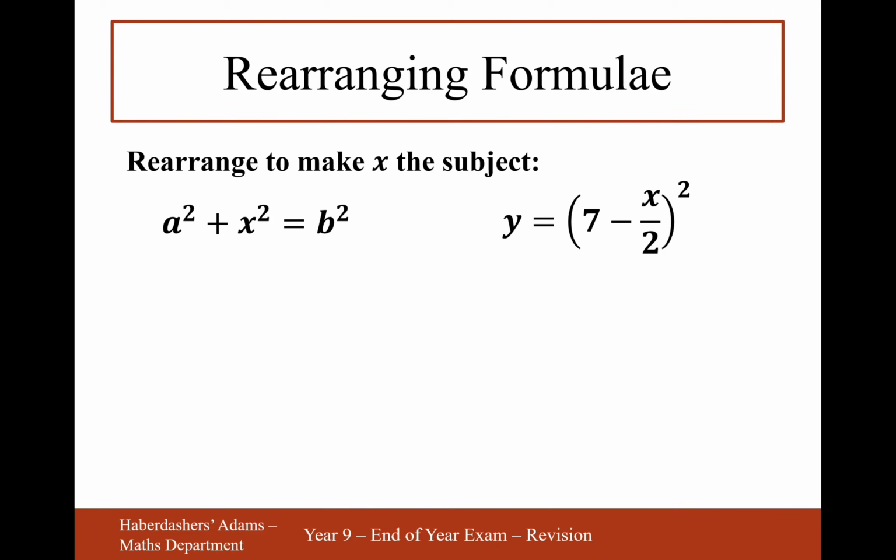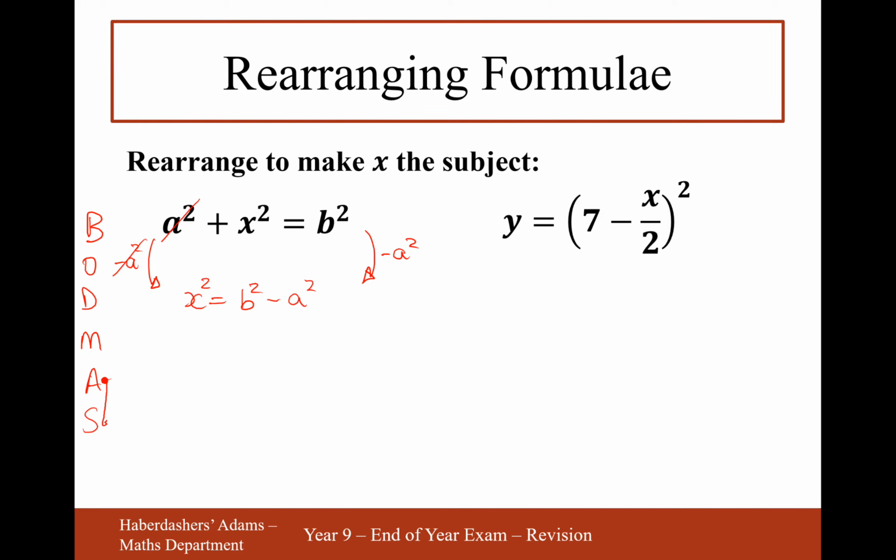Alright, classic mistake students make in this first one here. The first thing I'll do is I'll write out my BODMAS again. And I'll start from the bottom. So the first thing I get to is an addition of a squared. So the first thing I'll do is I'll take away a squared to the other side. And that will leave me with x squared, because the a squareds will cancel out on the left and the right. X squared equals b squared minus a squared.